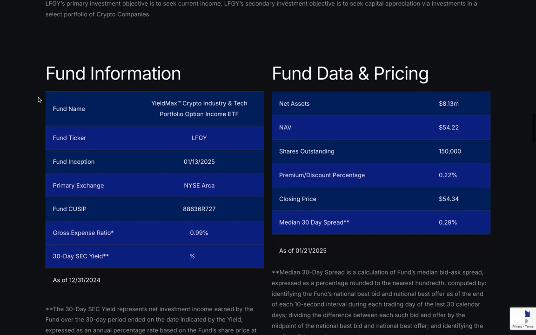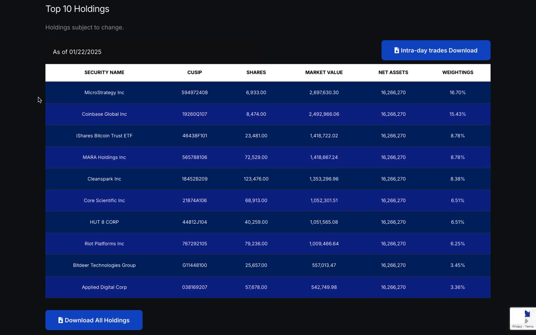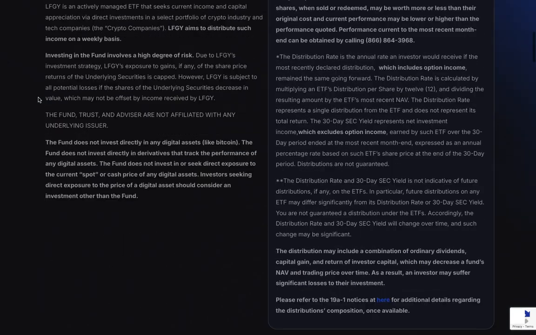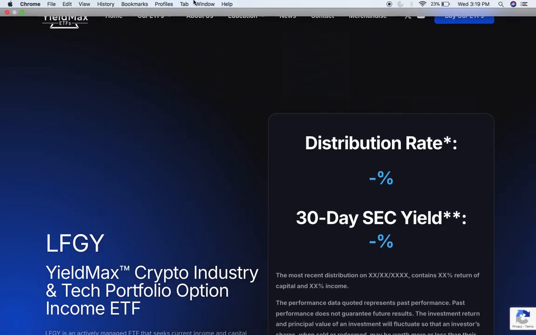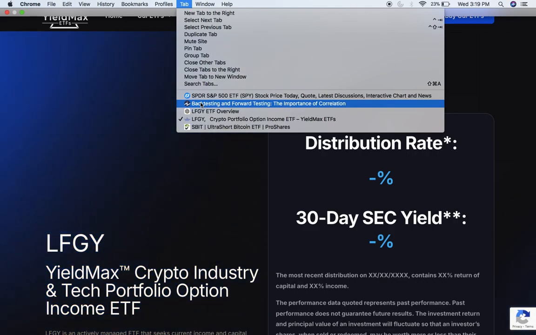One is 70% LFGY. So this holds MicroStrategy, Coinbase, the Bitcoin ETF, Marathon Patent Group, CleanSpark, Core Scientific, Hut, Riot Mining, BitDeer Technologies, Applied Digital, and so on. So very highly correlated with Bitcoin. It even holds Bitcoin. Obviously, MicroStrategy and Coinbase hold Bitcoin.